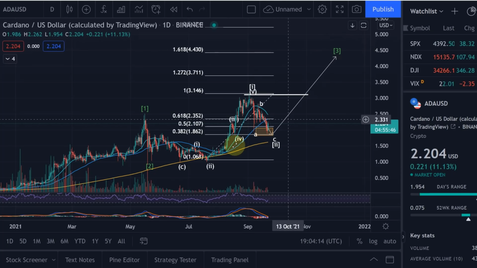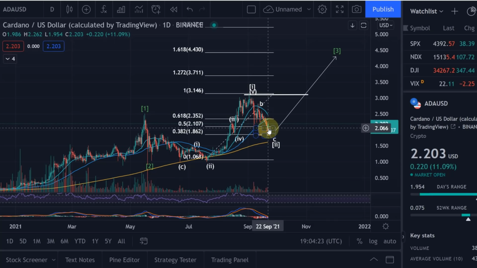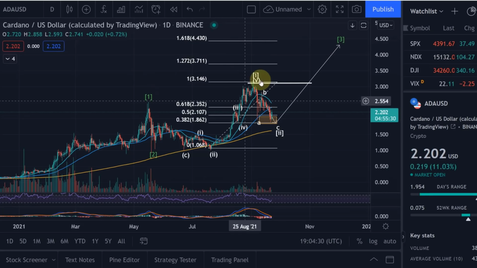We haven't completed that yet. Some people might think we might have completed it up here, but we didn't, because we came down too far. And that was not a wave 4, because we touched the price area of that wave 1, so not a valid wave 4, which means we are still in that wave 3.